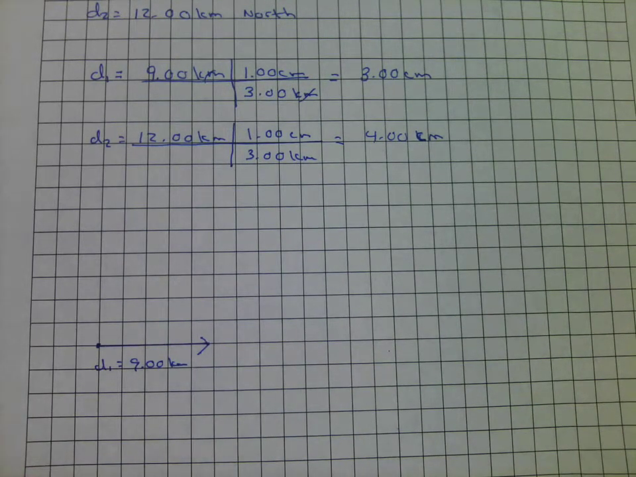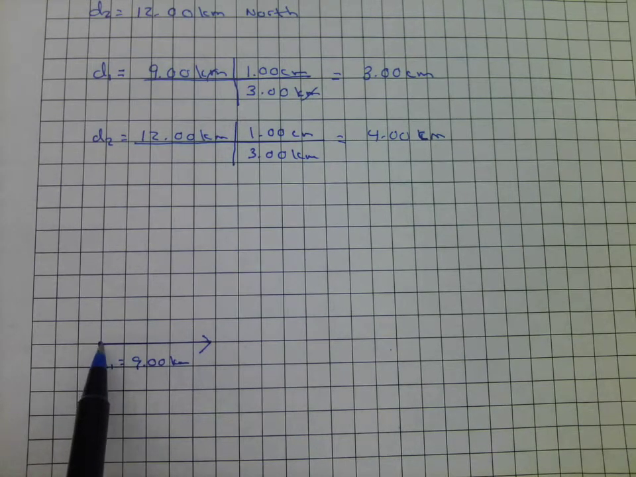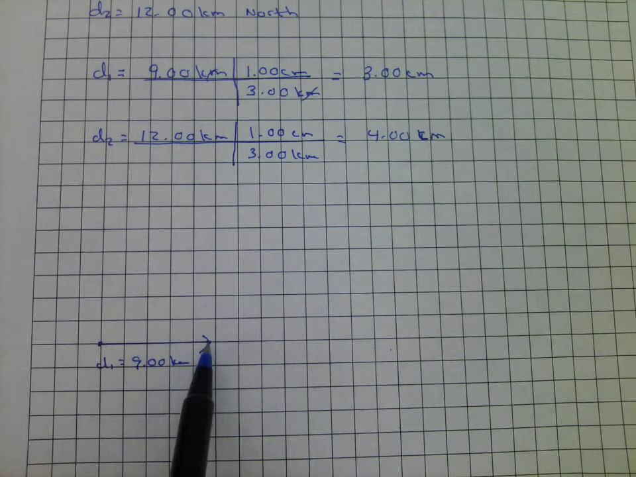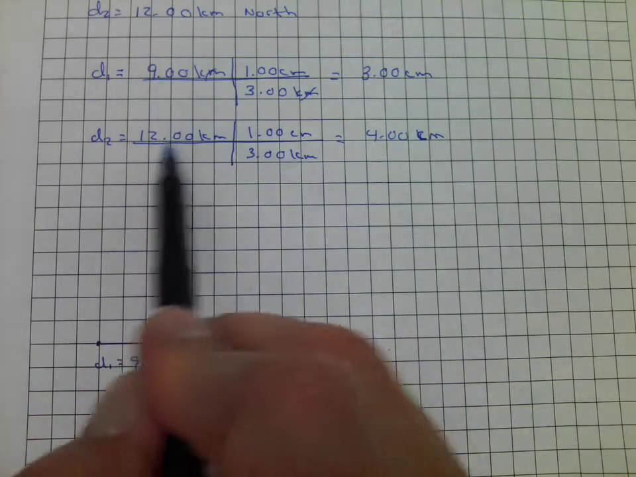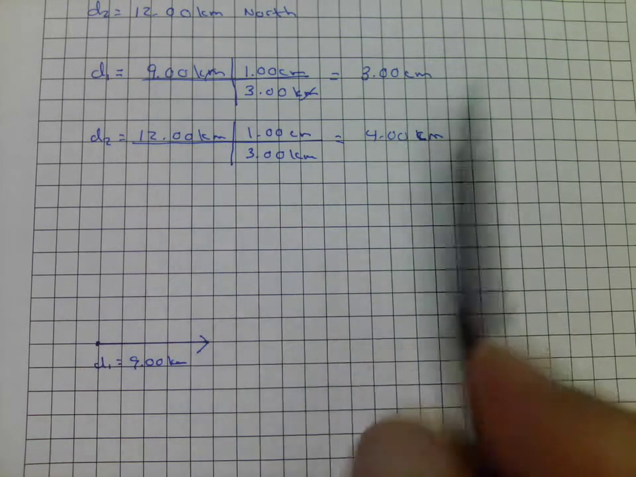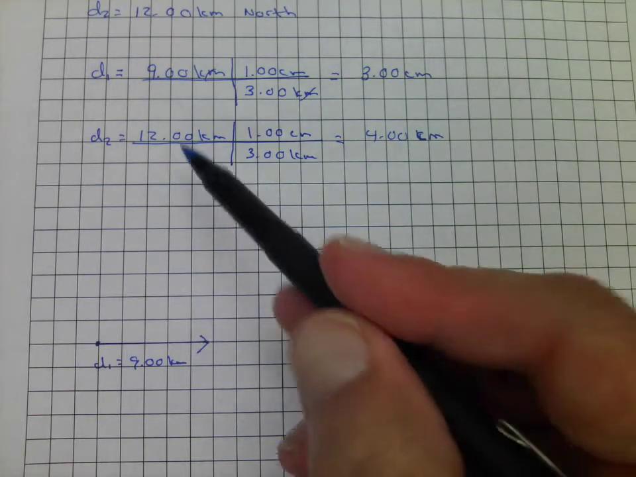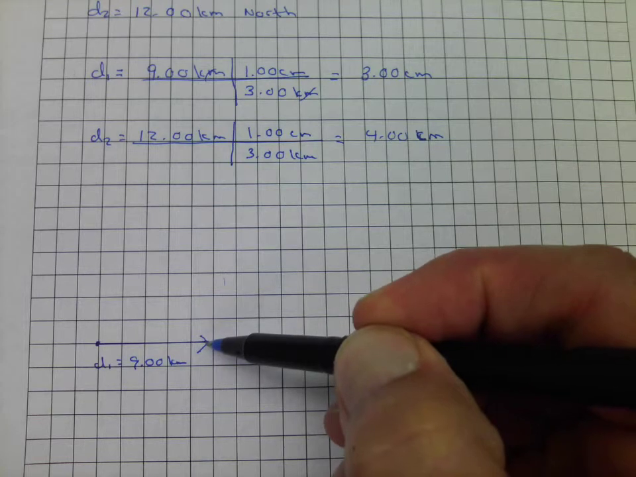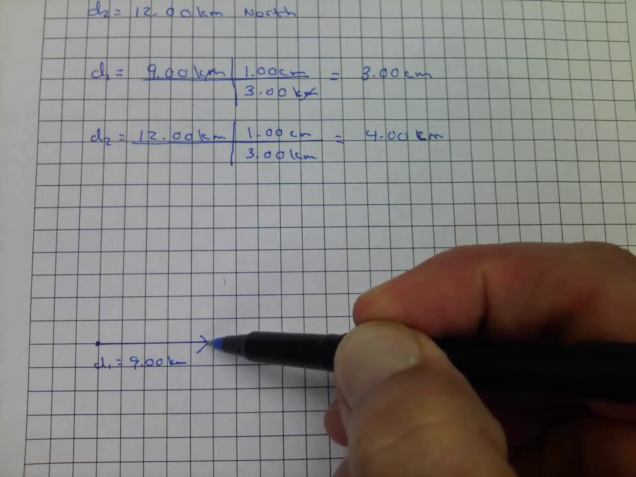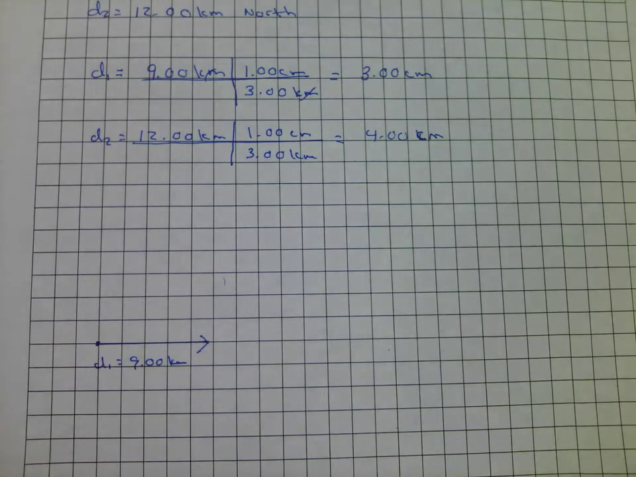Then you add the other vector. This is the tail of the first vector. This is the tip of the first vector. You take your second vector, which is 12 kilometers, but in scale 4 centimeters, and you add it tail to tip. So I'm going to take the tail of this 12 kilometer vector and add it to the tip, or start drawing it on the tip of the first vector that I drew, and it has to go due north.